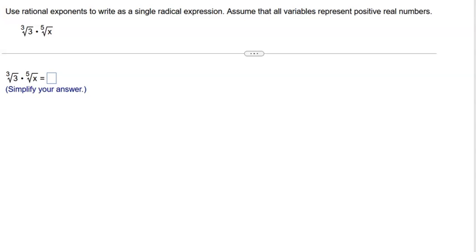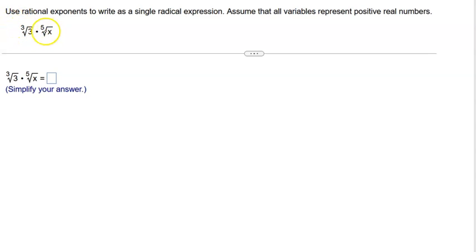Okay, let's talk about simplifying this problem. Notice it says use rational exponents to write as a single radical expression. Assume that all variables represent positive real numbers. So let's talk about what we have going here. Notice that we have two radical expressions being multiplied together. They are of different roots, right?